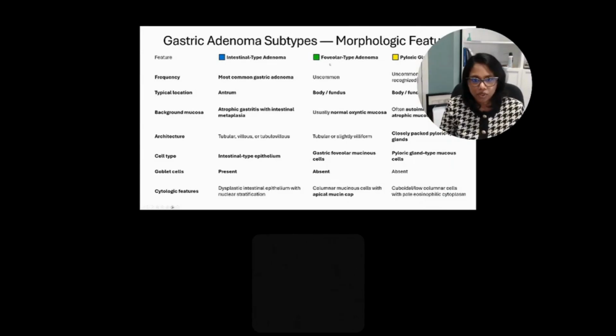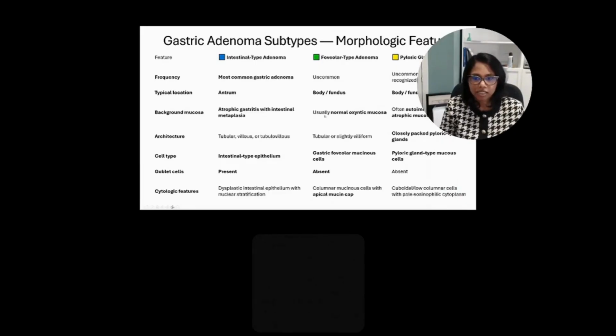And foveolar type adenoma is less common, and perhaps also less recognized. I think we're seeing it more now, or rather recognizing it more now. It can be in the body or the fundus, but not exclusively. None of these are exclusively located in either the antrum, body or the fundus, but they're more typically found in the body or fundus.